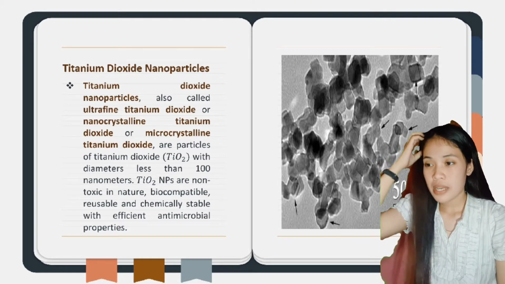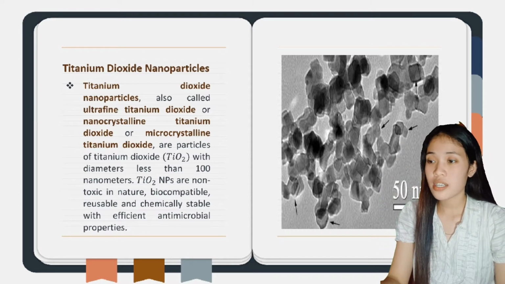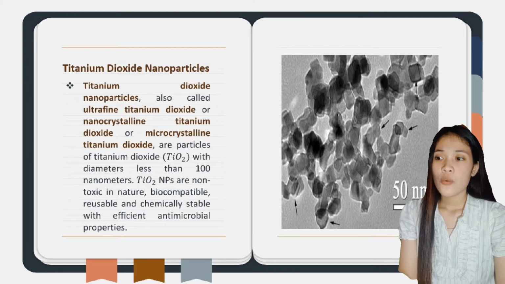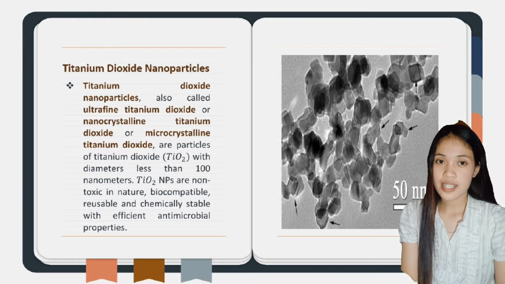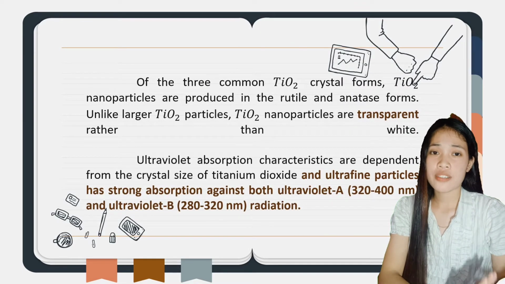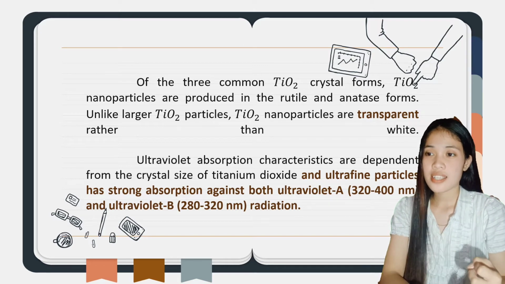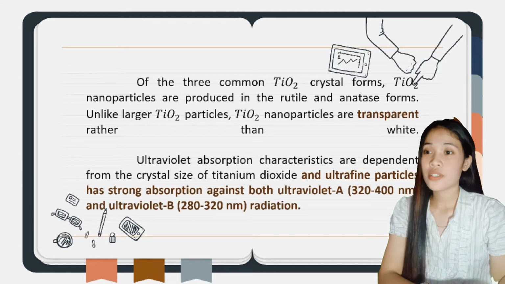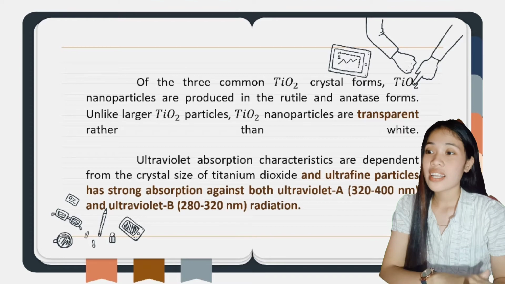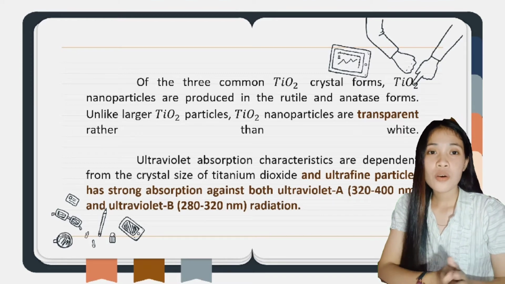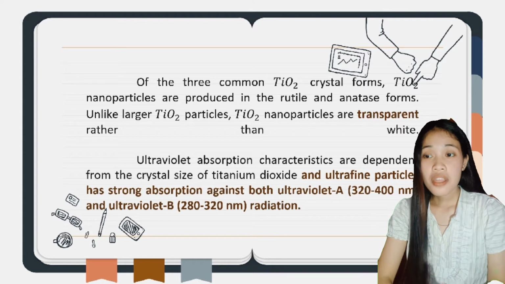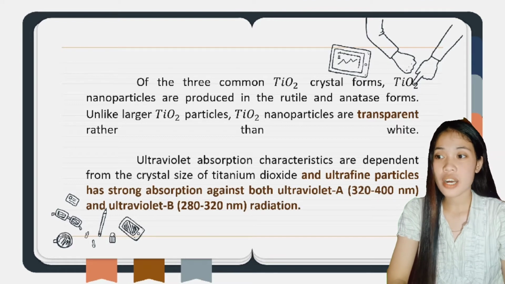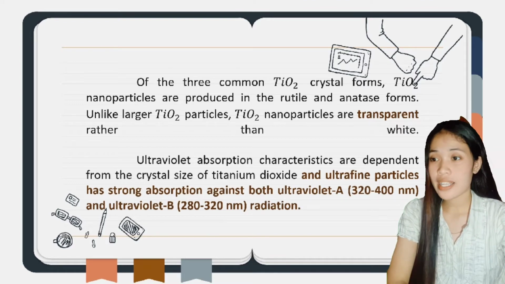So TiO2 NPs or titanium dioxide nanoparticles are non-toxic in nature, biocompatible, reusable, and chemically stable with efficient antimicrobial properties. Of the three common TiO2 crystal forms, brookite, anatase, and rutile, TiO2 nanoparticles are produced in the rutile and anatase forms, and like larger TiO2 particles, TiO2 nanoparticles are transparent rather than white. In relation with this, ultraviolet absorption characteristics are dependent on the crystal size of titanium dioxide.